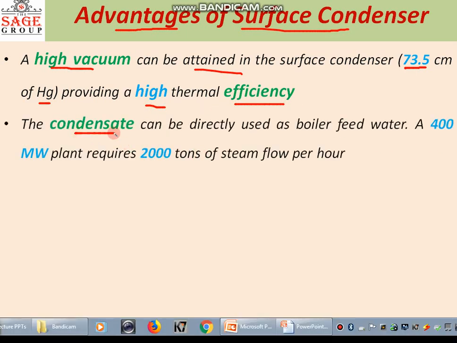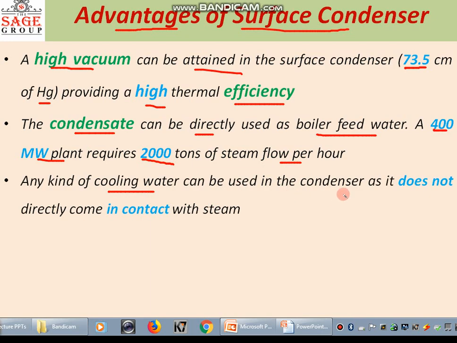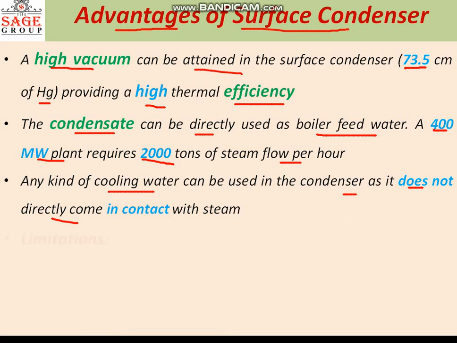The condensate can be directly used as boiler feed water, and a 400 megawatt plant requires around 2000 tons of steam flow per hour. Any kind of cooling water can be used in the condenser because it does not directly come in contact with the steam, so we can use any type of cooling water in this type of condenser.